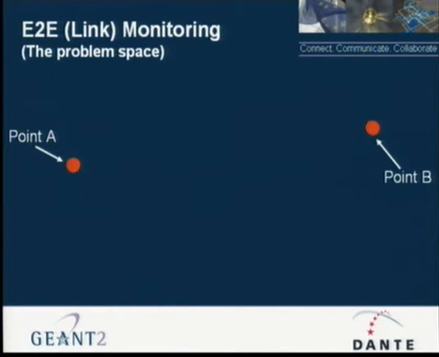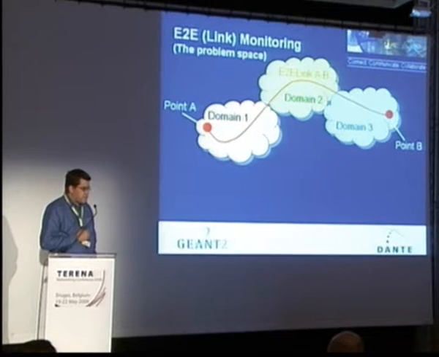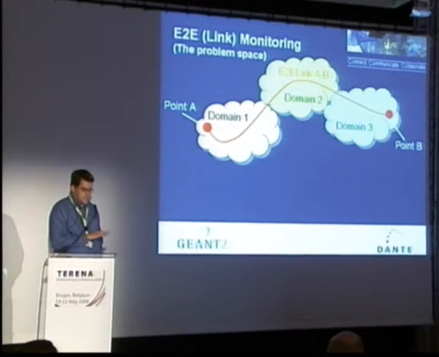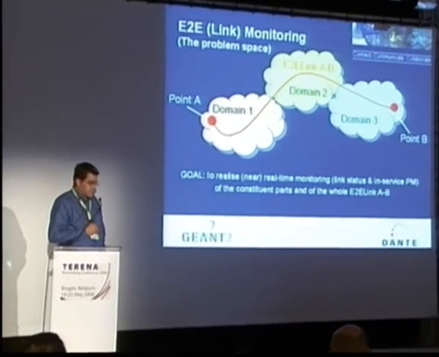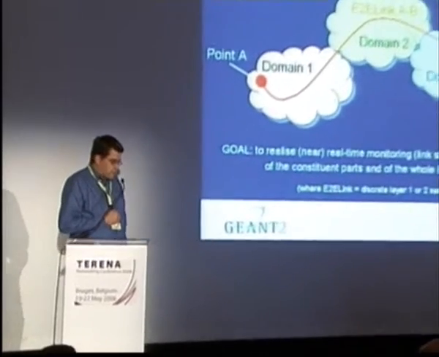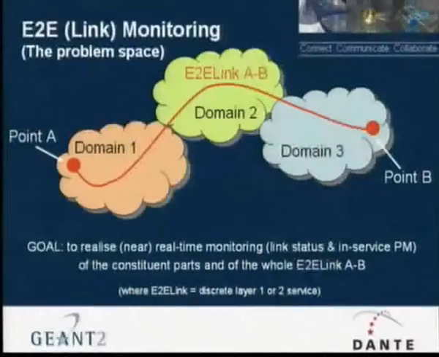So here's the problem space. Two points are connected by an end-to-end link or a light path or a circuit, and naturally, especially in research and education networking, that crosses multiple domains, and each of those domains has its own peculiarities, its own underlying different approaches to transport, its own vendors and so on. So there's plenty of heterogeneity here, and the goal was to realise near real-time monitoring of link status and perhaps some in-service performance monitoring of the constituent parts and of the whole link, partly to be able to determine where the problem is when the problem occurs, if a problem occurs.